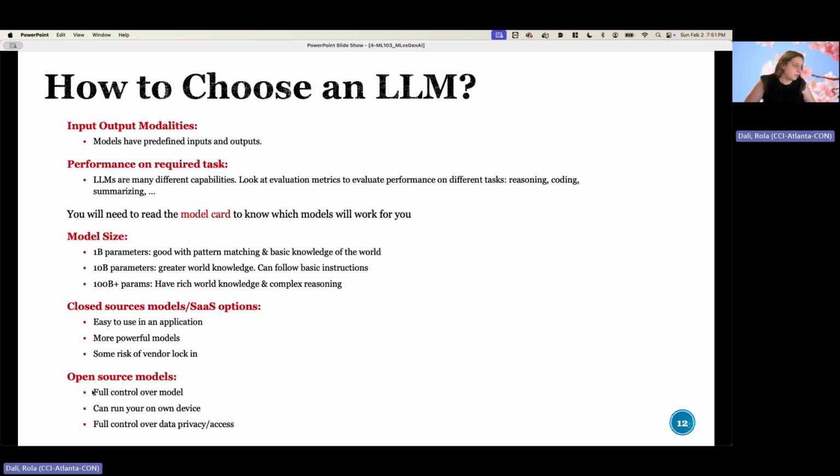In terms of open source, you've got full control of the model. You can run it on your own devices. You can have full control of the data privacy, so you're not sending your data outside of your domain. There are a lot of other things you can consider, but these are some of the things that I look at.